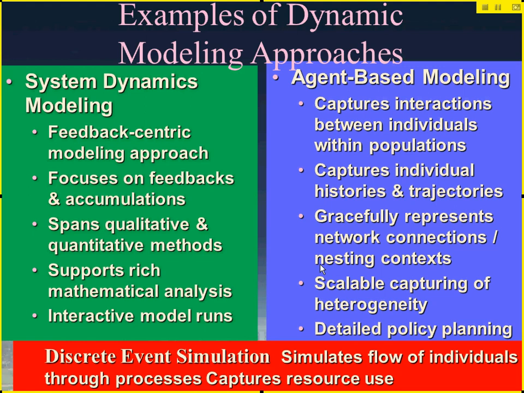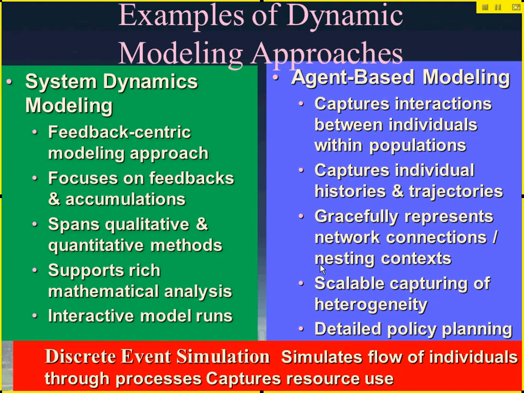We don't simply have a cross-sectional depiction of the population over time, as we do in system dynamics, where we depict the number of people who are in this stock, the number in this other stock, the number in the third stock, without identifying who they are. In an agent-based model, we actually track particular people. We know the stocks that particular person has been to in a way that's not feasible within a system dynamics model. It gracefully represents network connections and nested contexts.